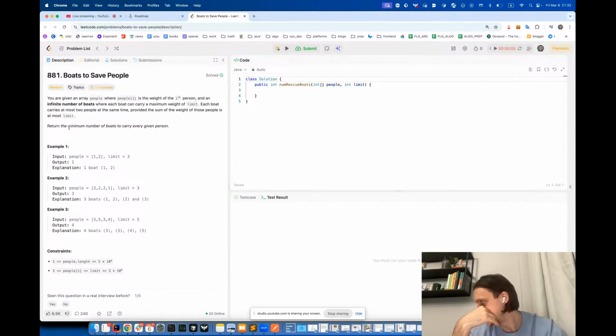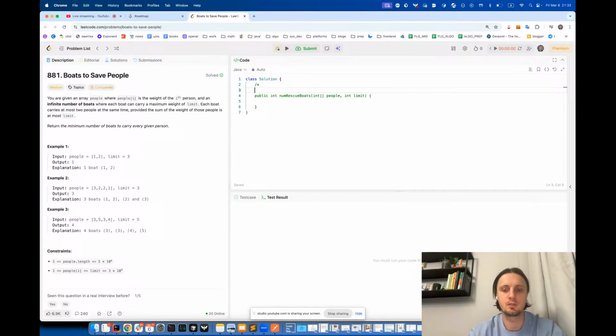So the idea here is the following. Let's just try to understand the problem. We have an array of people's weights, and also L, which is the boat limit for 2 people. And we should return the minimum number of boats.